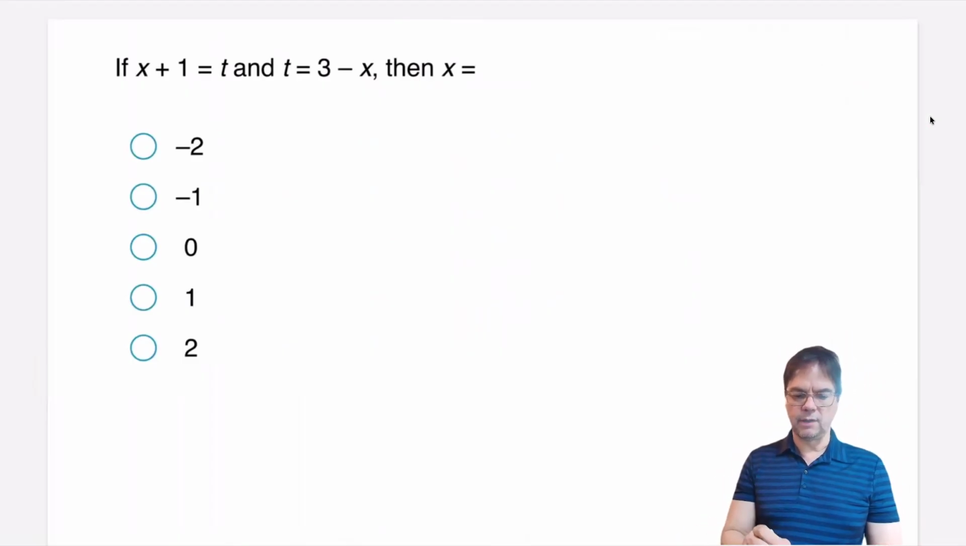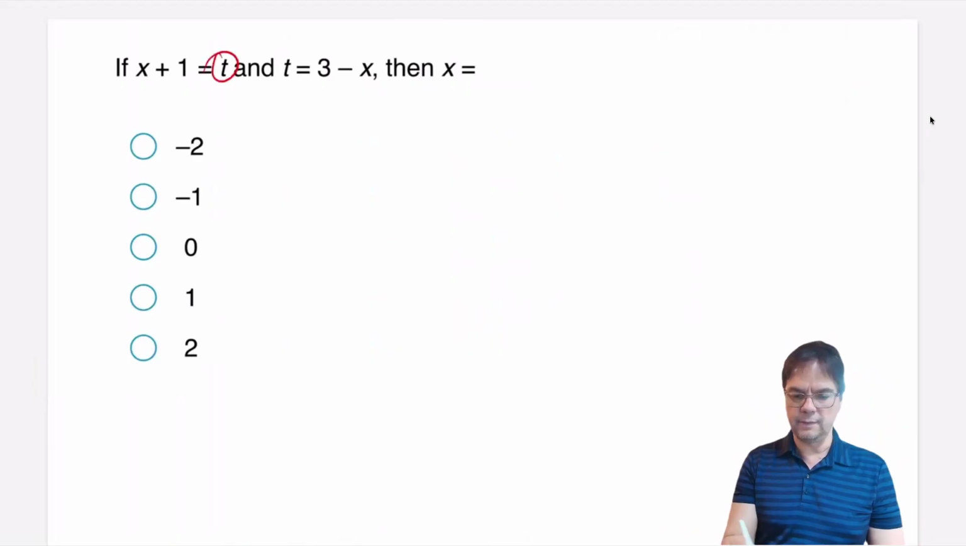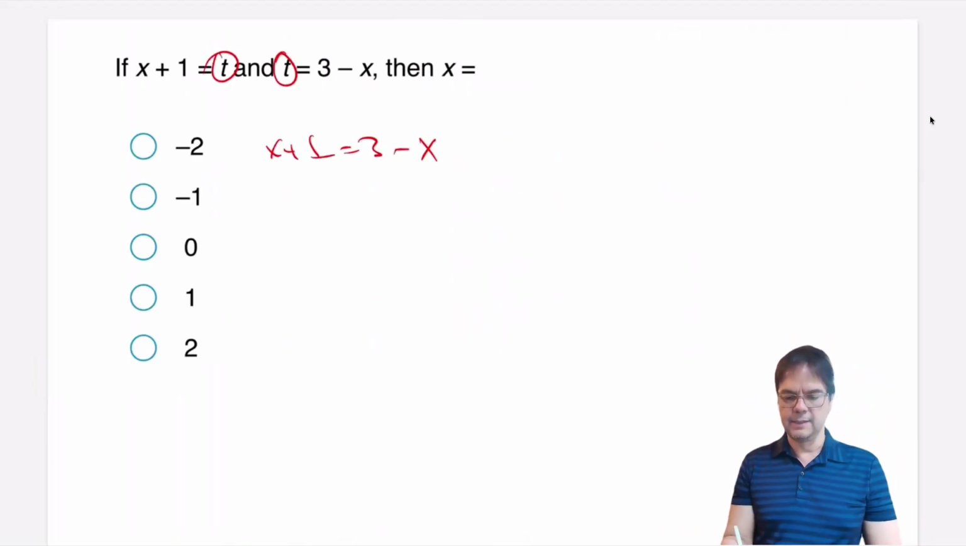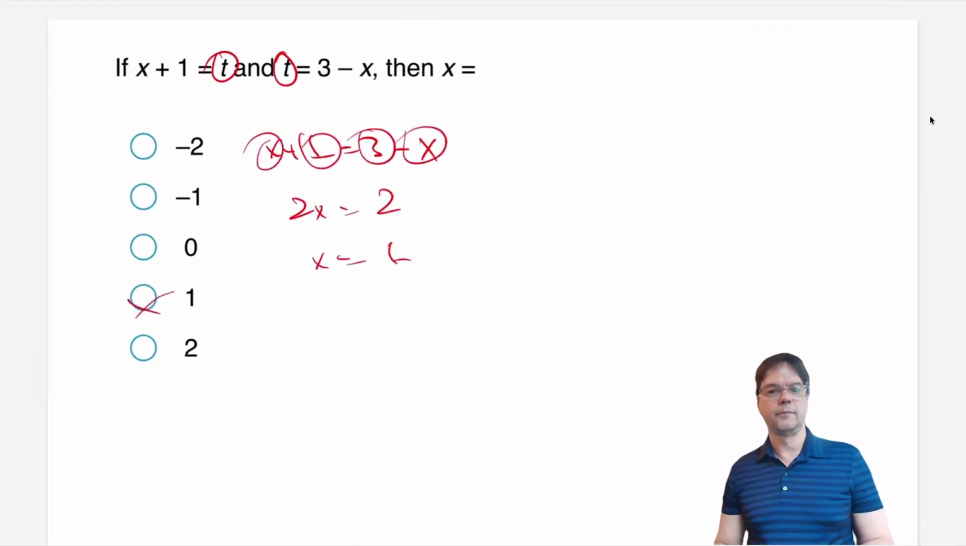Okay, so x plus 1 is equal to t, and t is equal to 3 minus x. Value of x? t is equal to t, so x plus 1 is equal to 3 minus x. So x plus x is equal to 3 minus 1, which is 2, so x is equal to 1. Super easy.